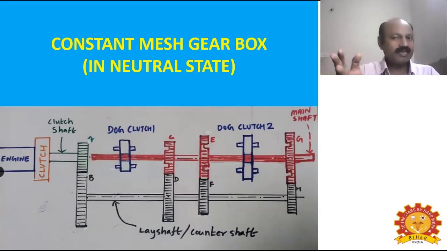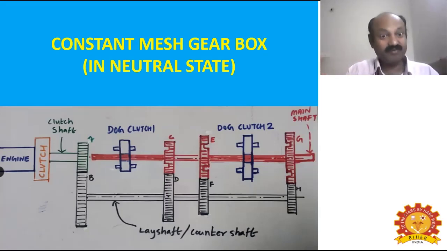In case of the sliding mesh gearbox, the actual gears on the main shaft, we are going to slide during the power transmission. Whereas in case of the constant mesh gearbox, the gears on the main shaft are in permanent mesh with the gears on the lay shaft. But power transmission takes place through the dog clutch. We have two small mechanisms called dog clutches, kept in between the gears. When a dog clutch is engaged with any of the gears, power is correspondingly transmitted.